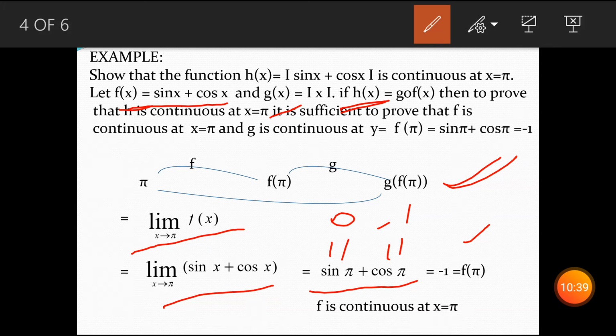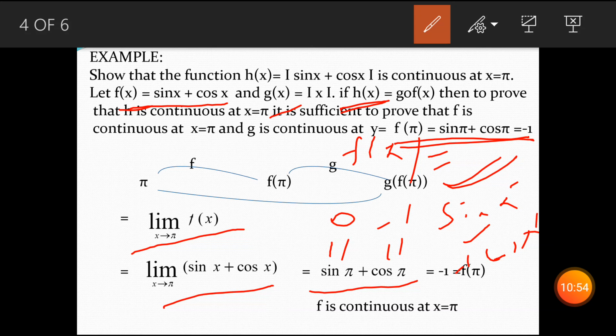Now if you find the value of the function at this point, f(pi) will again be sin pi plus cos pi, and again this will be equivalent to minus 1. This line is written here. Okay, so the function value is also minus 1 and the limit value is also minus 1. So both the values are equal, then we can say that f is continuous at x equals pi. Now we will check whether g is continuous or not. Okay, so let's see.